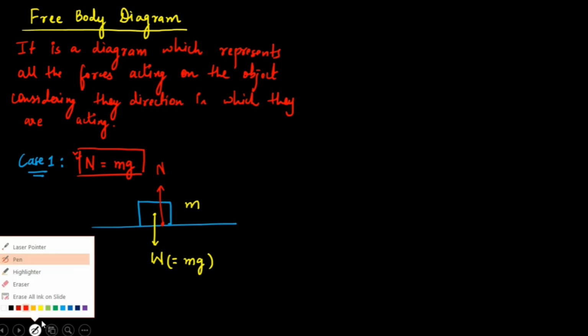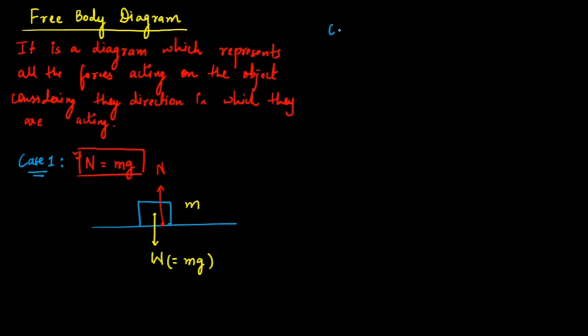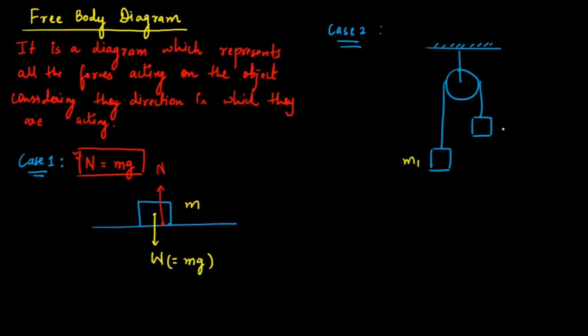Similarly, let's talk about some other cases as well. Now I'm assuming a system which is constrained. Like I'm assuming a system which has a pulley in it, and the system has two masses connected over one another, like that. I'm assuming that the mass of this particle is m1, this particle is m2.